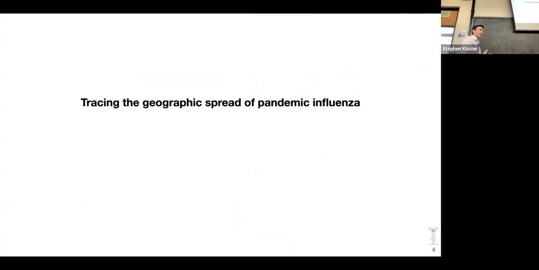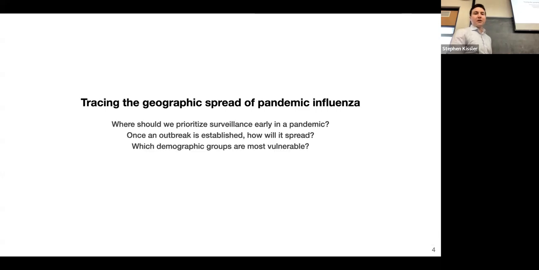So to begin the chronological walkthrough of some of the work that I've been involved in, I wanted to start with this project, one of the central projects of my PhD, but it really gave birth to a lot of what I've done since then. It has to do with tracing the geographic spread of the 2009 H1N1 flu pandemic. There are a couple of questions we were interested in here, including how do we prioritize surveillance early in an epidemic? Once an epidemic, like a pandemic, gets established, how is it going to spread? And which demographic groups are most vulnerable to disease?